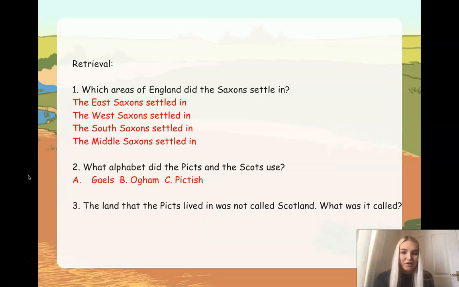So to start with, we have our retrieval questions here. I've just added in red here some little sentence starters to remind you of all the different types of the groups of Saxons that there were. So if you just pause the video and have a go at these retrieval questions, please.